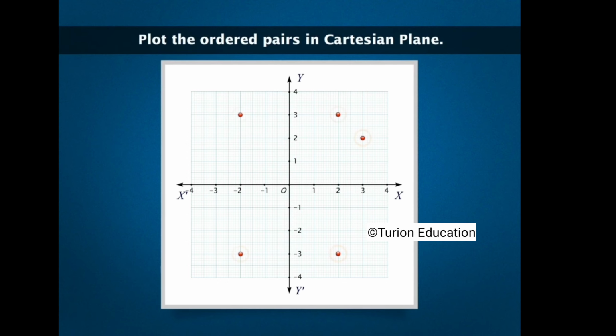Let's plot some ordered pairs in the Cartesian plane. We can see that the points (2, 3), (3, 2), (-2, 3), (2, -3), and (-2, -3) are all distinct points in the plane. Let's now apply the definition and concept of equality of ordered pairs to solve some problems.